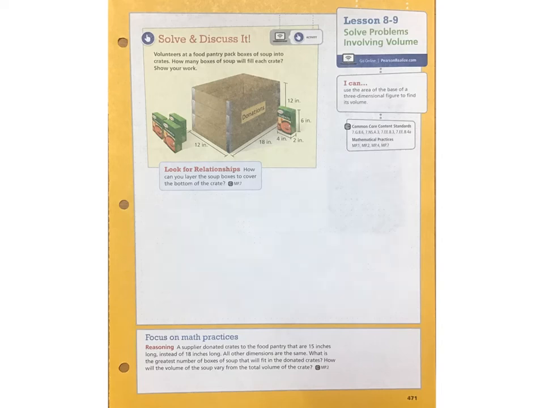Lesson 8-9, Solve Problems Involving Volume. In this lesson, we're going to use the area of a base of a three-dimensional figure in order to find the volume.